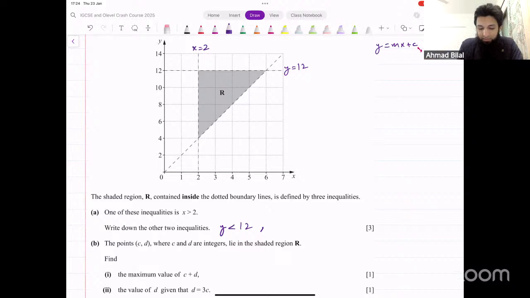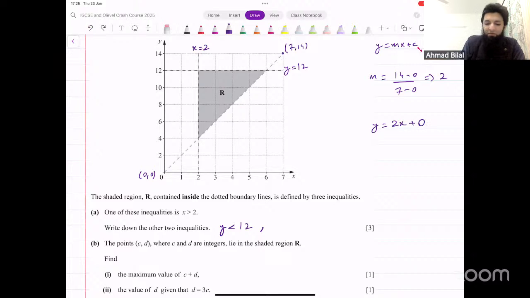In this case, for example, if we take 0, 0 as one point, we could take another point on the other side. Let's take this point. This point is 7 and 14. How do you find the gradient now? Gradient is y2 minus y1, so that's 14 minus 0 over x2 minus x1, that's 7 minus 0. The gradient of this line is 2. That means the equation becomes y equals 2x plus 0, which is y equals 2x. So this equation is y equals 2x.